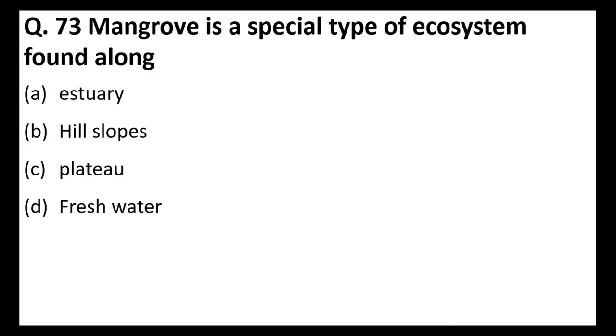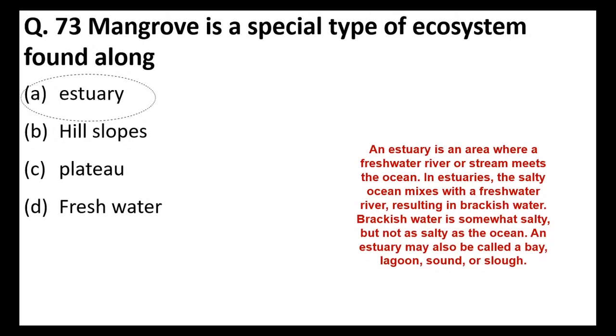Mangrove is a special type of ecosystem found along estuary, hill slopes, plateau, or fresh water. The right answer is estuary. Now let's see what an estuary is. It is an area where fresh water and the ocean meet. So it has brackish water.